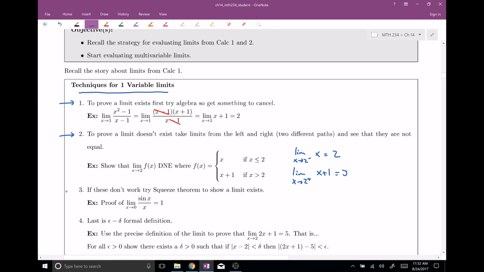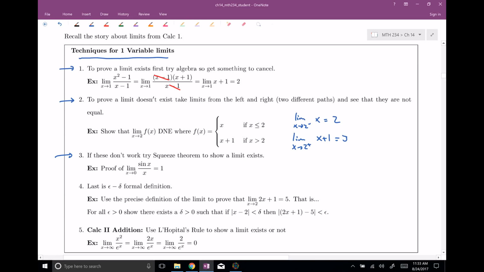And then finally, our third technique: if none of these work, it turns out the squeeze theorem is quite powerful. So maybe we can use the squeeze theorem to prove that a limit exists. Remember back in the day we did sine of x over x. We proved that this goes to 1 using the squeeze theorem, bounding it on top and on bottom and then taking the limit of those things, as x goes to 0 in this case.